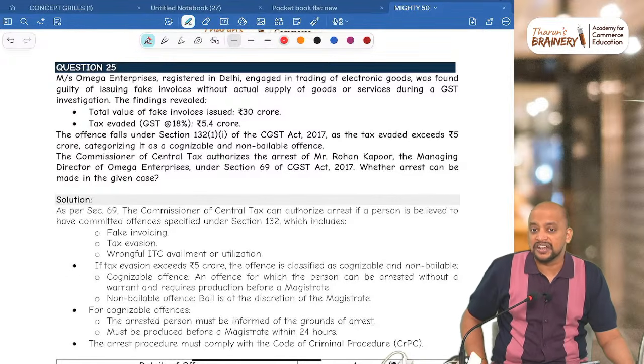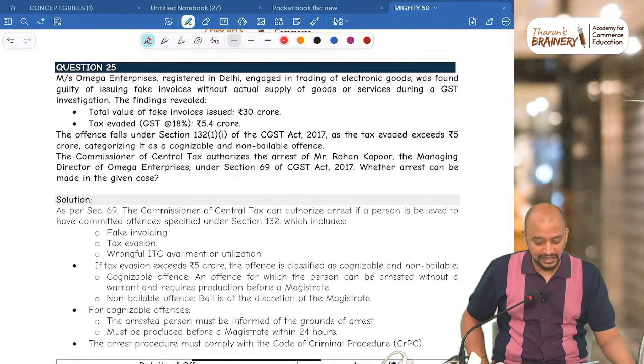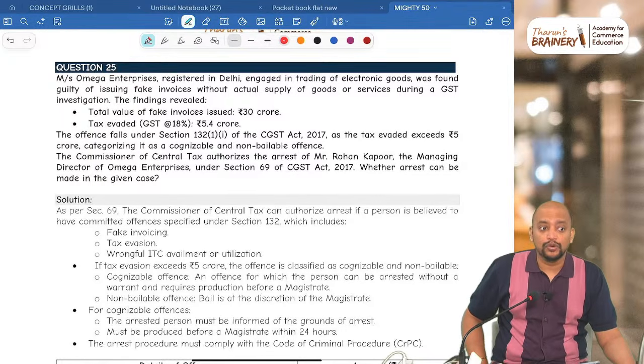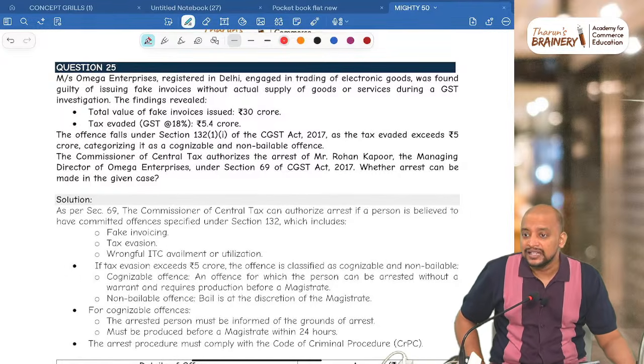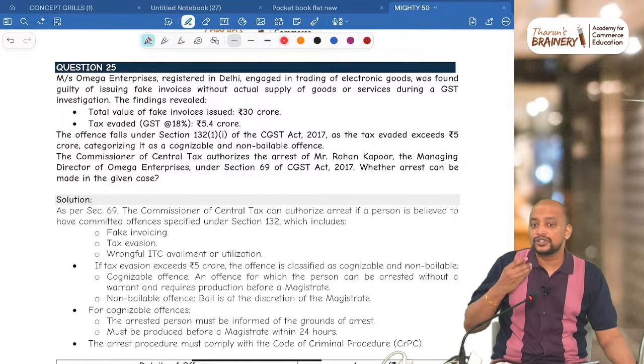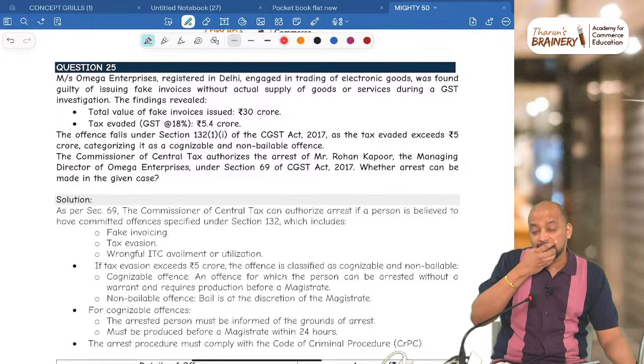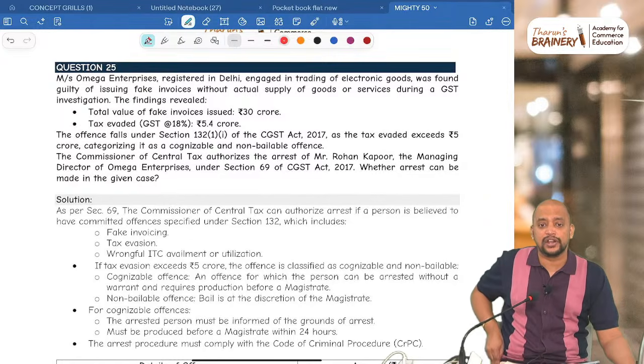So, is it an offence that attracts imprisonment? Yes. Arrest? Yes. Why? More than 2 crores. ITC, invoice default, ITC default, collect an amount as tax not paid within 3 months. It is under ITC. So, more than 2 crores, arrest. And what is it? Cognizable plus non-bailable or non-cognizable plus bailable?